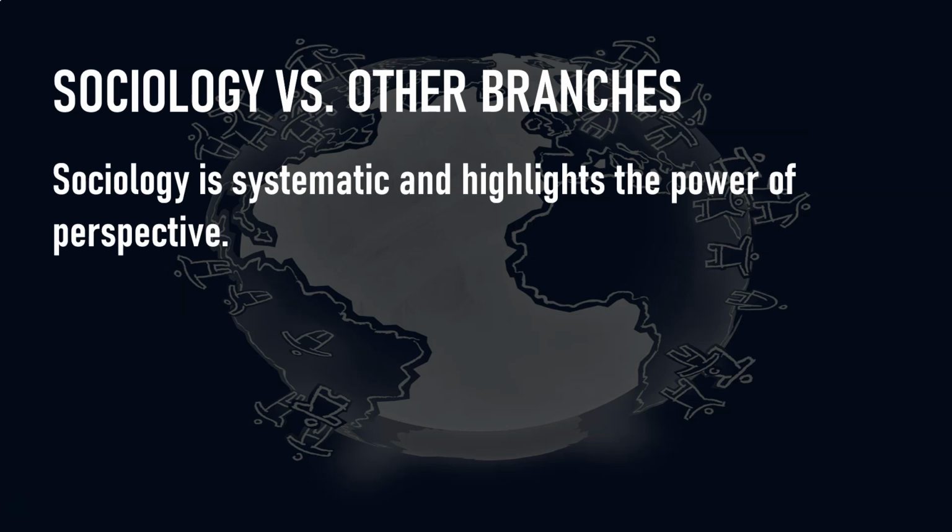How is sociology different from other branches of social sciences, such as psychology or history? Well, sociology is a systematic study of society as an interconnected whole, whereas psychology is primarily focused on the study of the individual. Also, sociology highlights the power of perspective, because society is based on perspective.